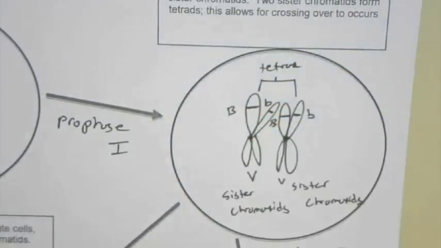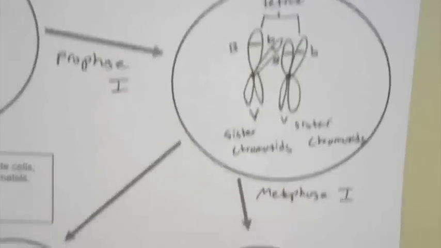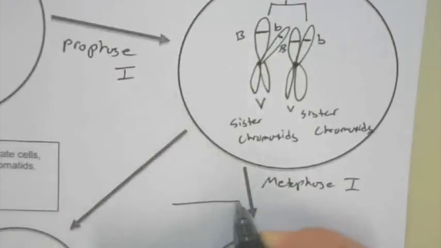Also during this phase, crossing over can occur, and that is one way that genetic diversity can be increased. We will talk about genetic diversity and more specifically crossing over a little bit later on in the unit. Continuing along, we're going to say the next set of arrows represents anaphase 1.